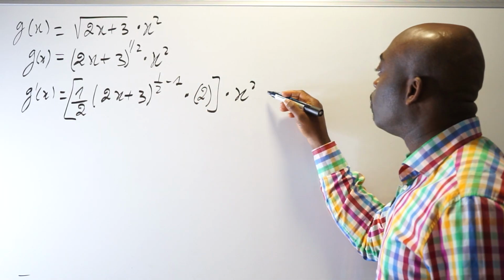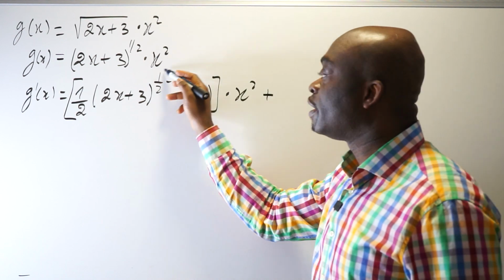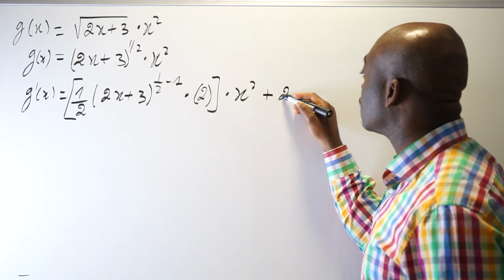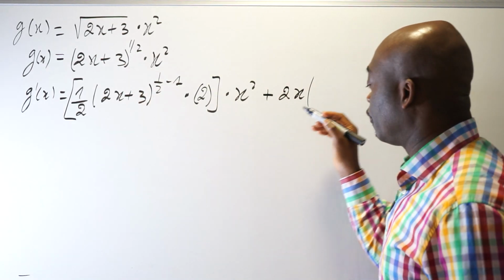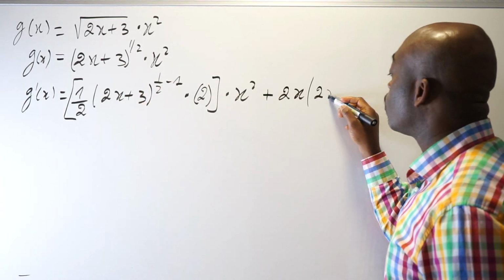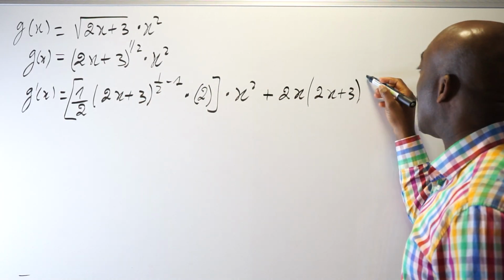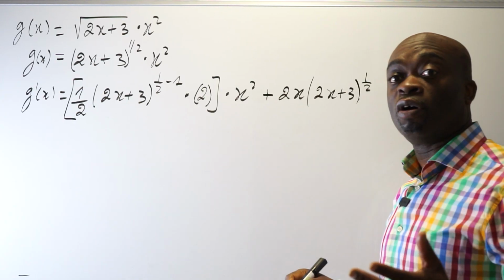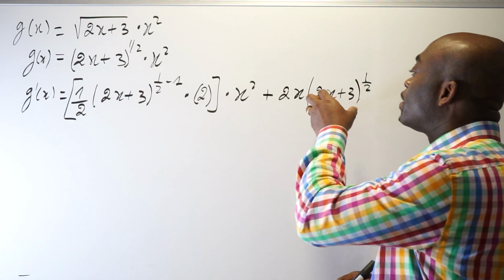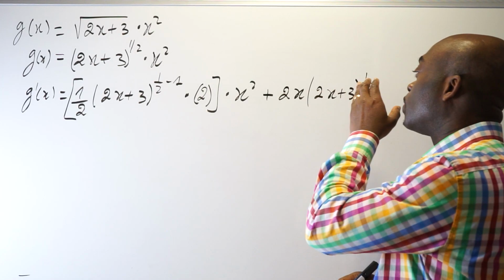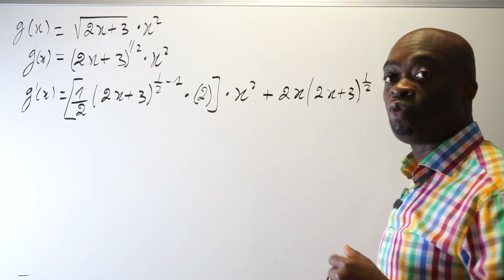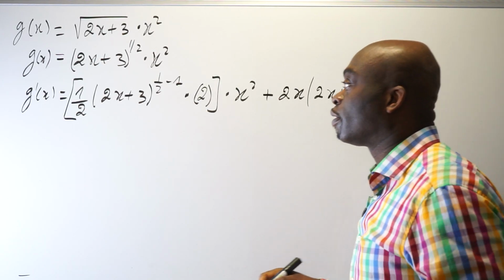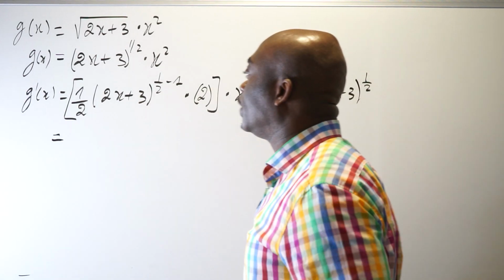And plus the derivative of x squared, which is 2x, times the first function, which is 2x plus 3 to the power 1 over 2. Or, ladies and gentlemen, we can rewrite this one as the square root of 2x plus 3, because we don't really need the power 1 over 2 anymore. Okay, but let's keep going.